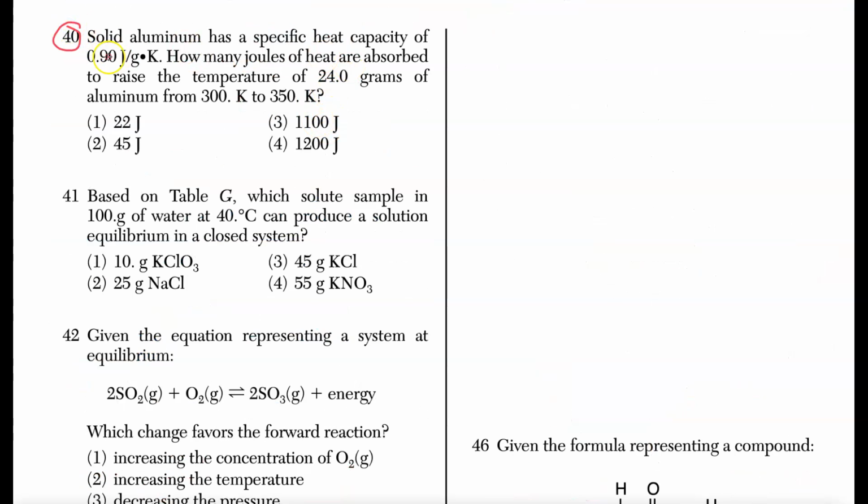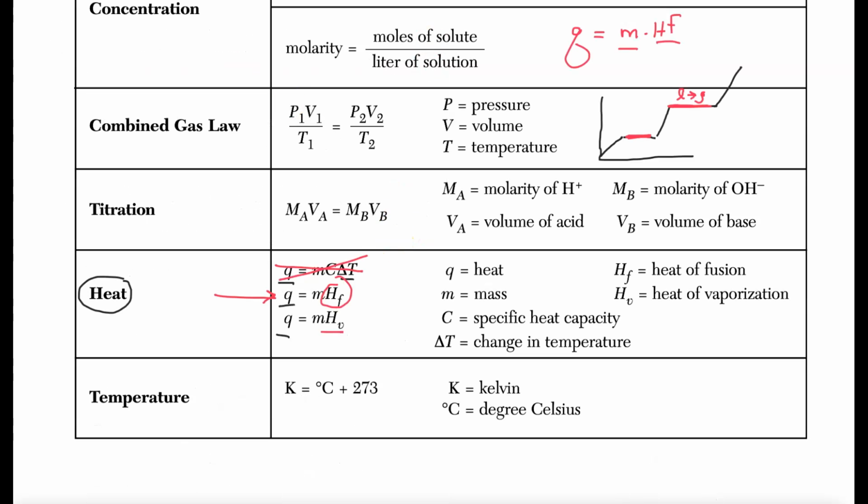Solid aluminum has a specific heat of 0.9, and they want to know how many joules of heat are absorbed to raise the temperature of 24 grams of aluminum from 300 Kelvin to 350. So they have a change in temperature. If you look at Table S, we'll see that there's only one formula that has a change in temperature when they're solving for energy, and it's that one. These other two are when you have a phase change and temperature doesn't change.